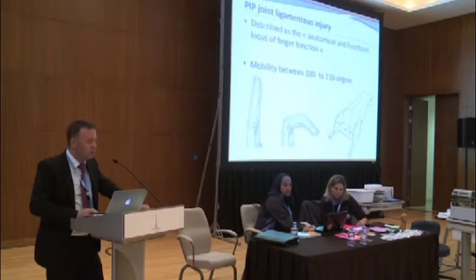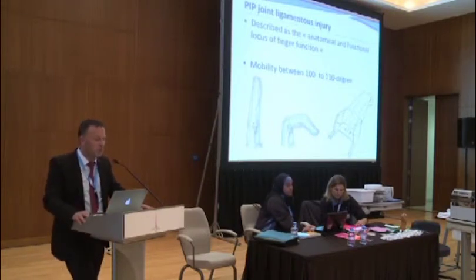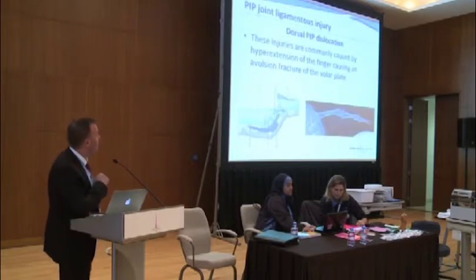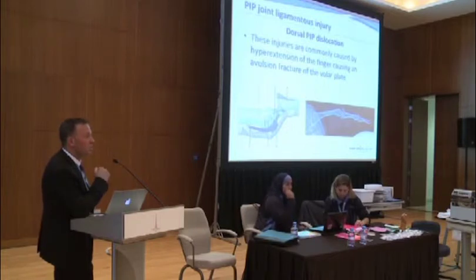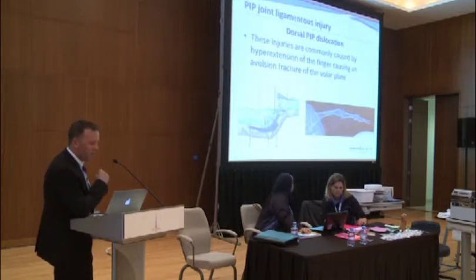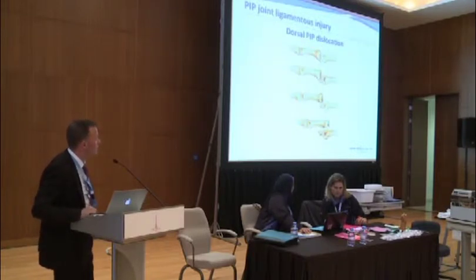The PIP joint is one of the anatomical and functional locus of the finger function. The mobility is about 100 to 110 degrees. The dislocation is commonly caused by hyperextension, and you know that in volleyball or handball it's relatively common. And the hyperextension can give an avulsion fracture of the insertion of the volar plate on the middle phalanx. And Schenk gives this good description.